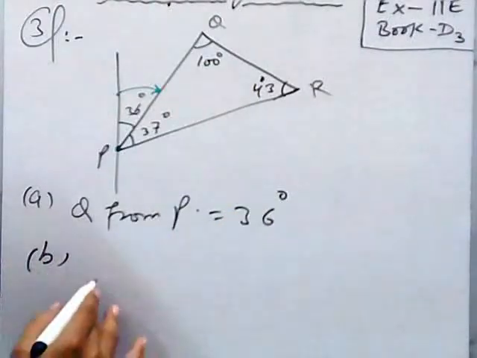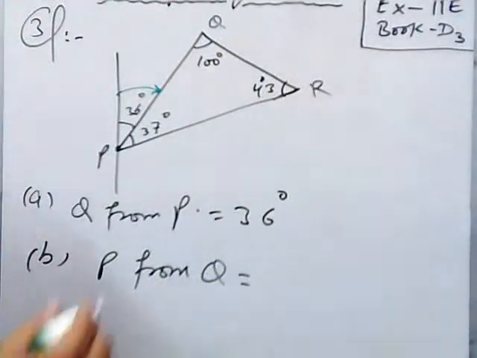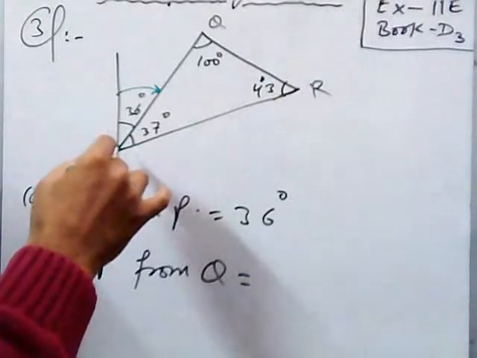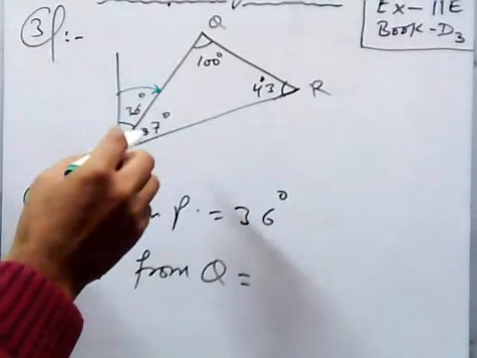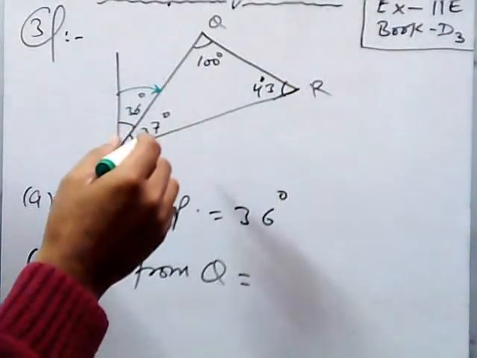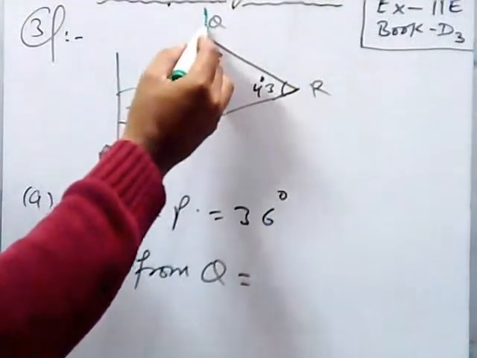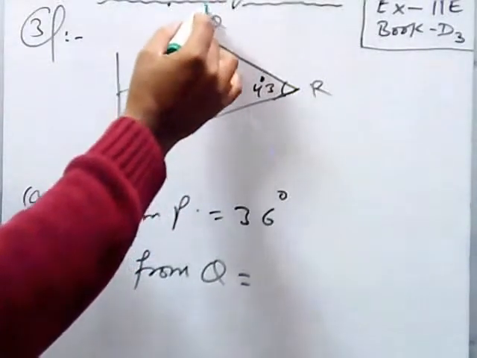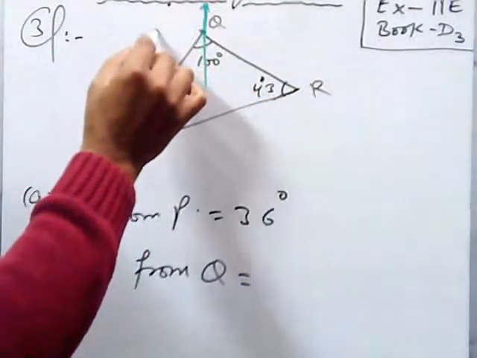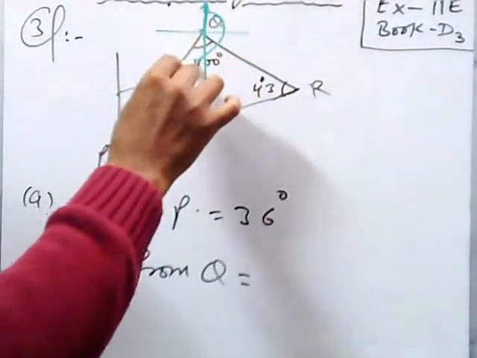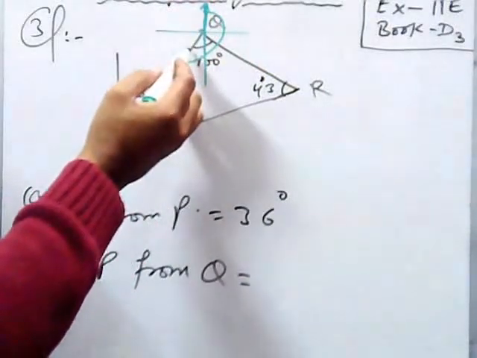Part B is P from Q. You have to start from Q to P. Now, you know the methodology of bearing: we have to draw a north point, that is N, and we start from Q. So that is your horizontal line. Start from here up to P. That is your direction, so that is 180 plus this one.